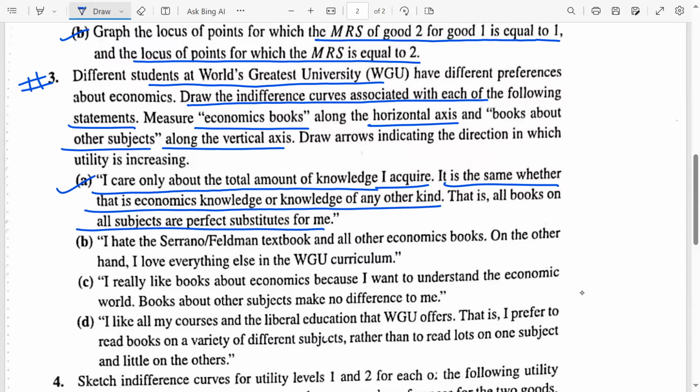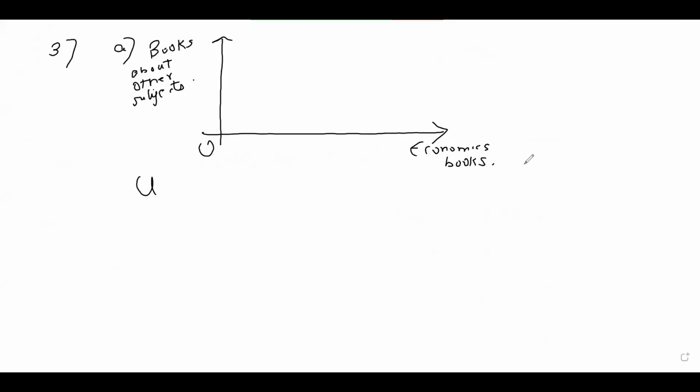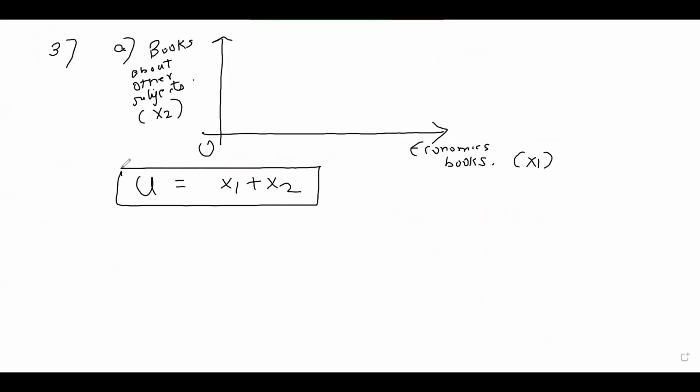Students can check out my lectures on utility. We have discussed the kind of preferences and their indifference curves. So the utility function is going to somewhat look like this. For part A, suppose economic books are x1, books about other subjects are good x2. The utility function, when I only care about knowledge, I don't care whether you give me economics books to read or you give me other books to read. For me, both are perfect substitutes. My utility function looks like this.